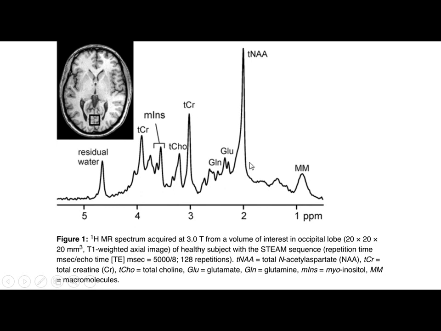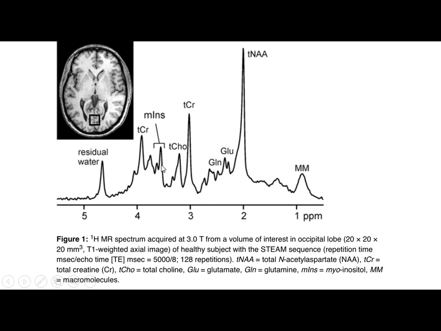NAA is assigned at 2.05, and this is a marker of neuronal and axonal viability. Creatine is the most stable metabolite and is assigned at 3.05. It is a marker of cellular metabolism. Choline is just beside it at 3.22, and is a marker for cellular proliferation, and it's a very important metabolite.